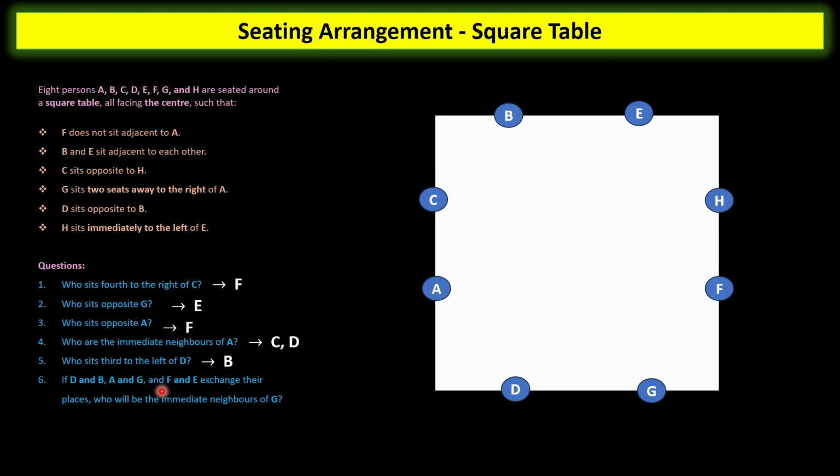Last question says that if D and B, A and G, F and E exchange their places, who will be the immediate neighbors of G? So let's do the exchanging. D and B exchanged here, A and G exchanged, and F and E exchanged their places. So for G now, the neighbors are C and B, hence its answer will be B and C.